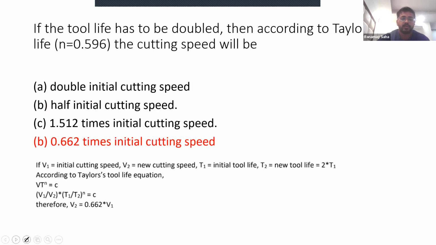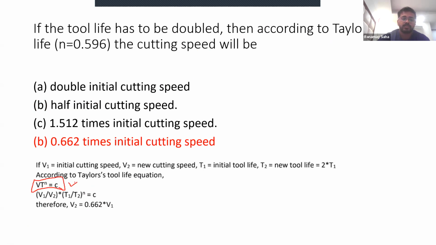And then we have a numerical problem out of Taylor's tool life equation. So this is a pretty simple question. We have discussed extensive problems on such topics last session. It says if the tool life has to be doubled, then according to Taylor's tool life, the cutting speed will be what? So you know this relation, V T raised to the power n equal to constant.